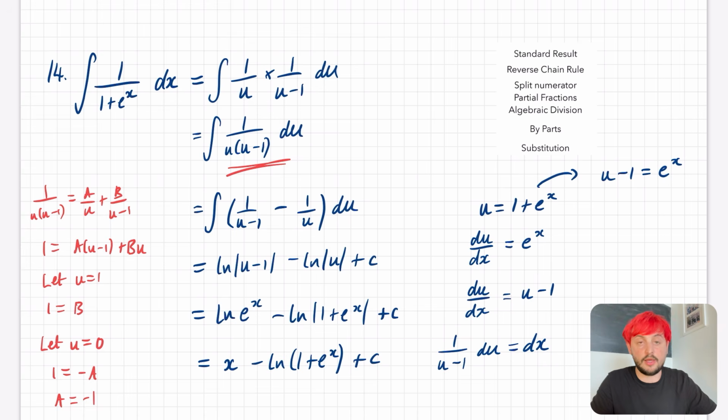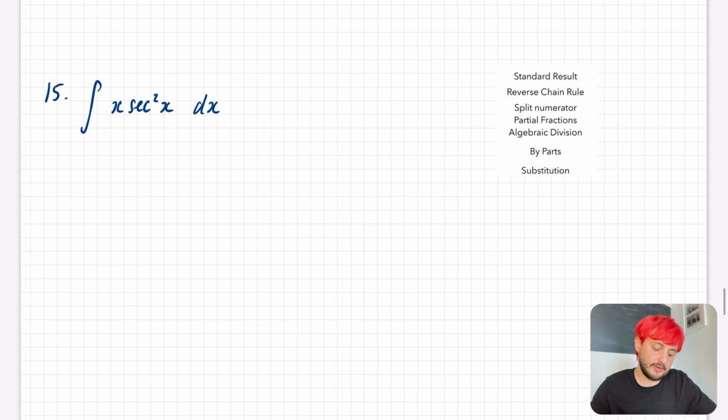A lot more work for a substitution kind of question, so they're usually quite a demanding one. Oops, I never highlighted that it was substitution. Let's continue and have a look at 15.